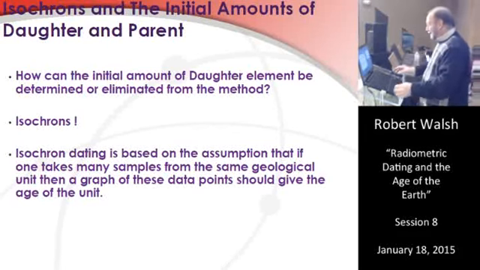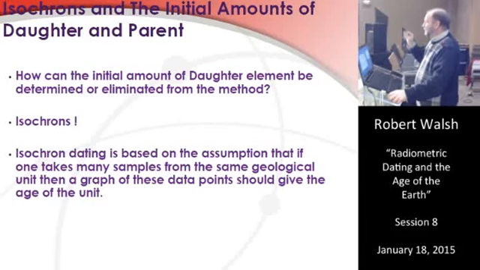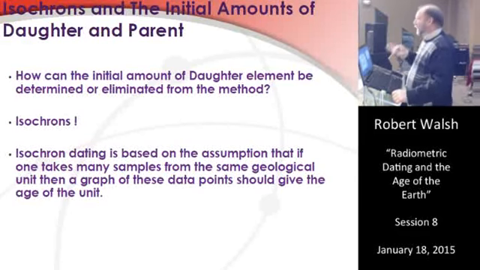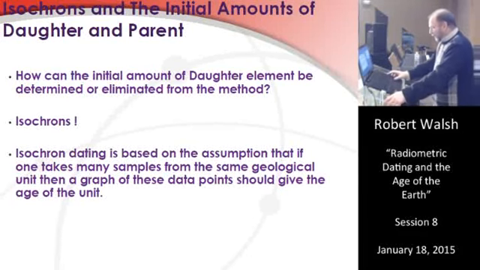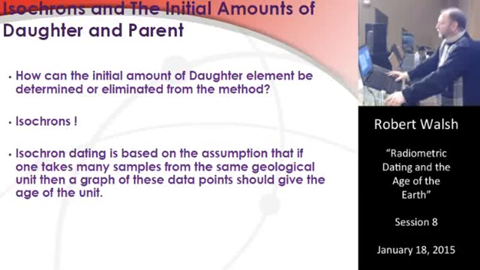If in the mathematics of the thing you can do away with these initial amounts, then you've achieved something, right? So the idea is let's forget about the original amounts and let's go with ratios. Okay. So how can the initial amount of daughter element be determined or eliminated from the method? That's where isochrons enter. Isochron dating is based on the assumption that if one takes many samples from the same geological unit, then a graph of these data points should give the age of the unit.